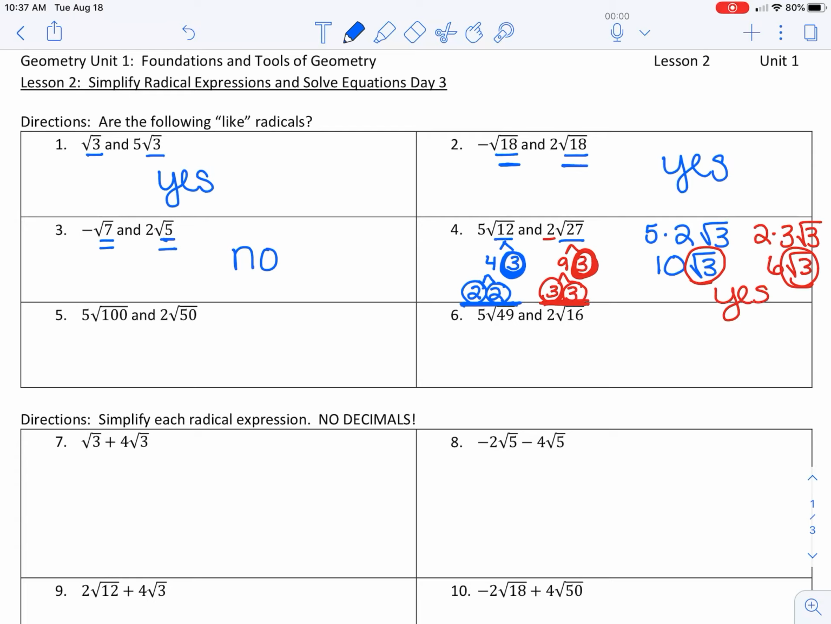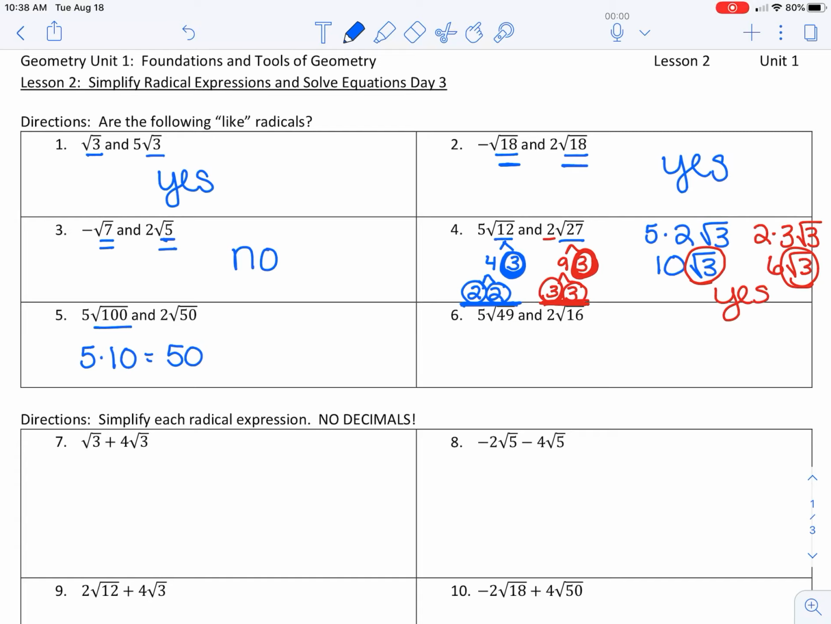All right, let's see here. With number 5, if you automatically notice 100 is a perfect square. So we can say, well, what is the square root of 100? And that's going to be 10. So it's really just saying 5 times 10, which is 50.